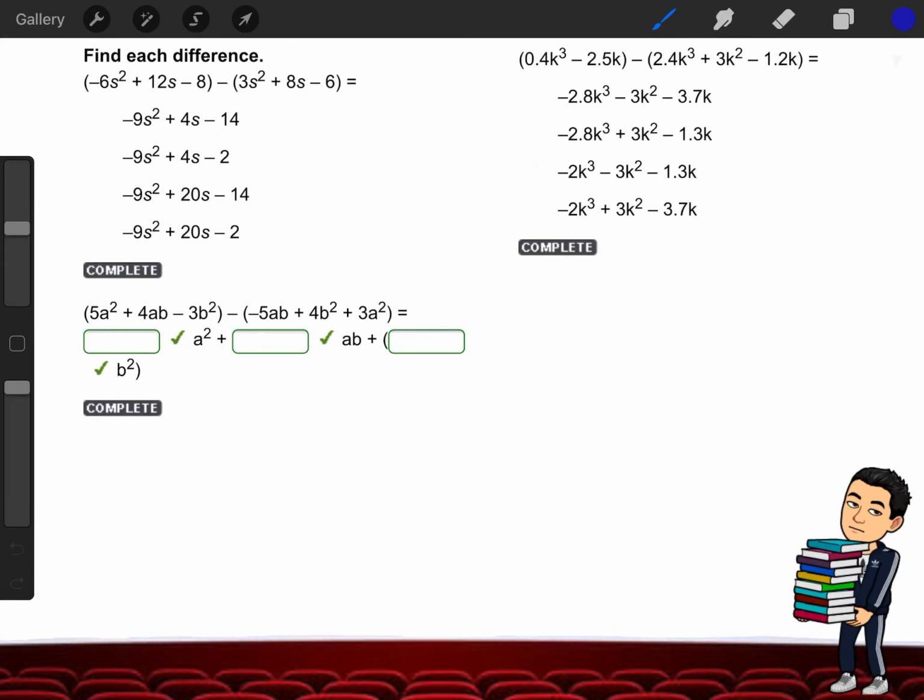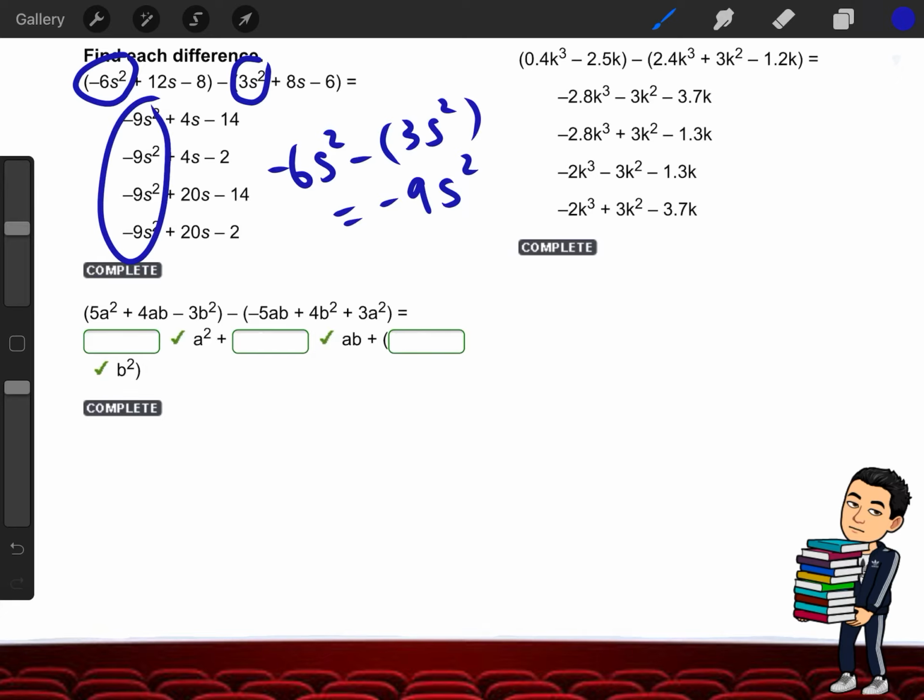All right, so the next one, you have to find the difference. Very similar to what we did, okay? So first of all, look at this. They're the like terms, right? So you're going to have negative 6s squared subtracting 3s squared. That's going to give you negative 9s squared. Okay, apparently all of them have negative 9s squared.